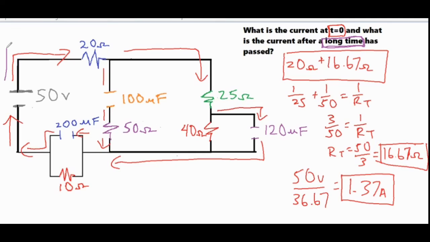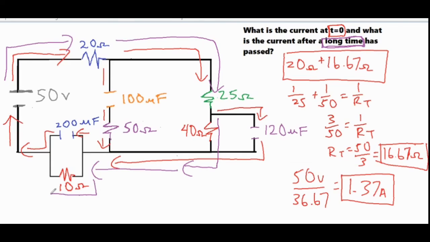So with that being said, they will for sure still go through the 20. They won't go through this branch. As you see, there's a capacitor right over here. And they will go through this branch, but not to this outer branch, but it will pass through the 40 this time. And then now, instead of going through the top path, it's going to go through the 10 and then back around.